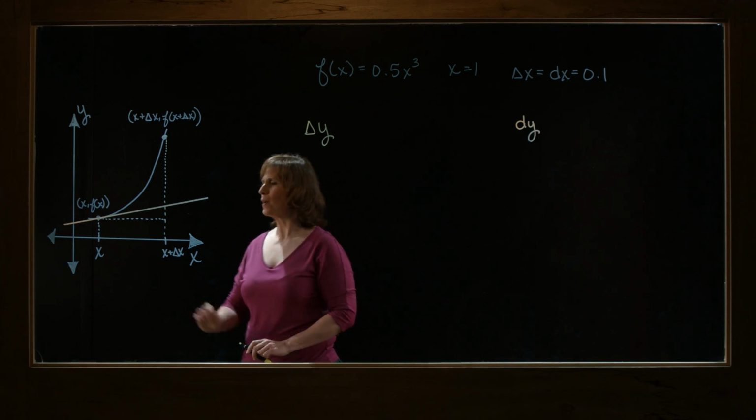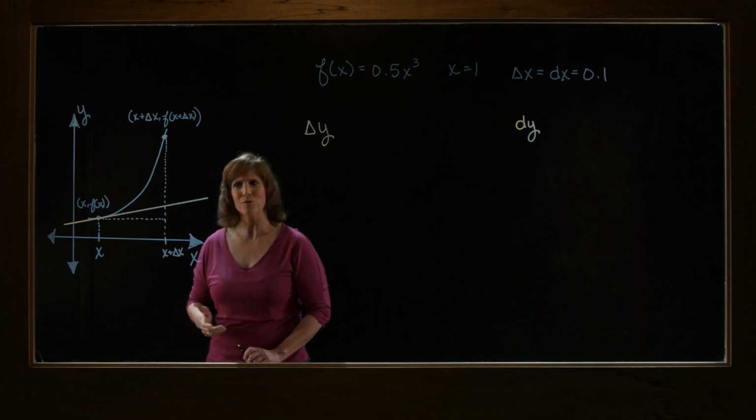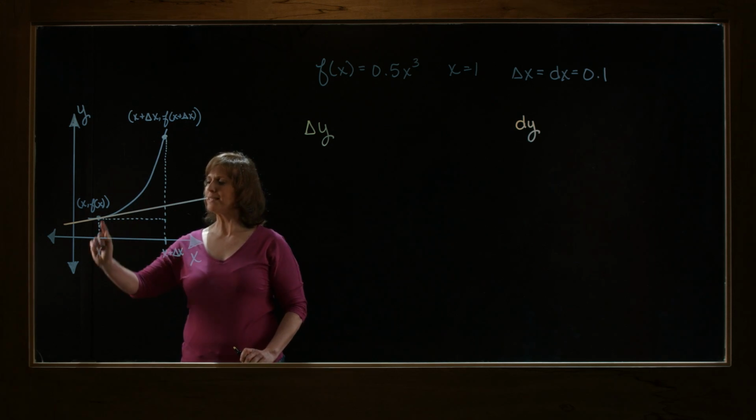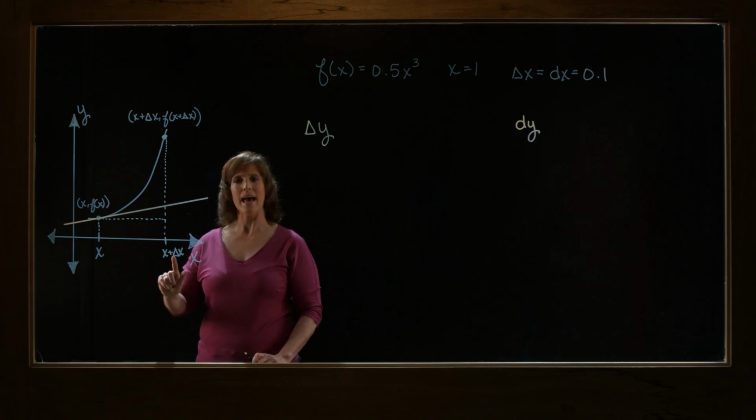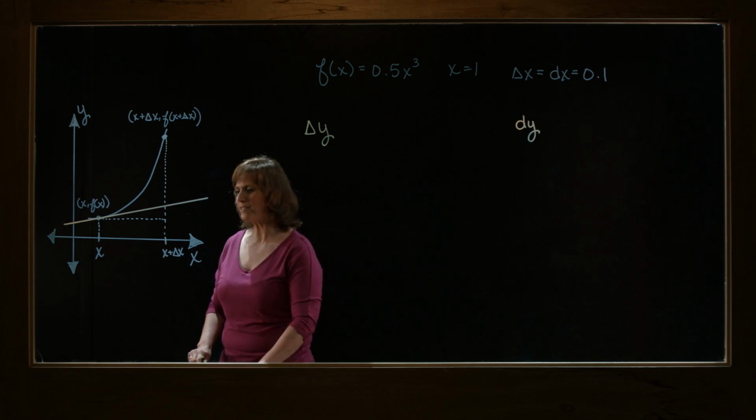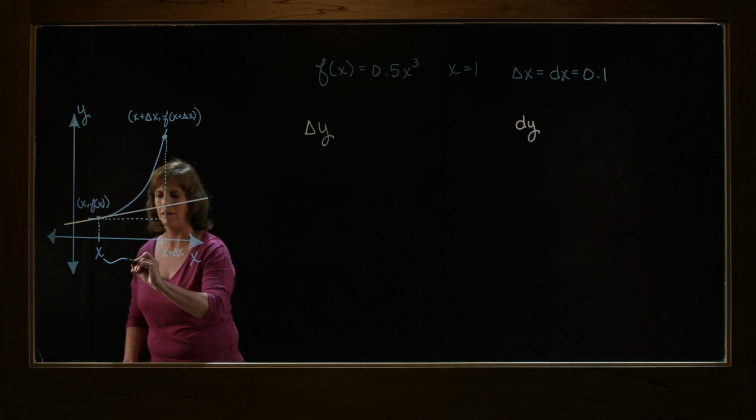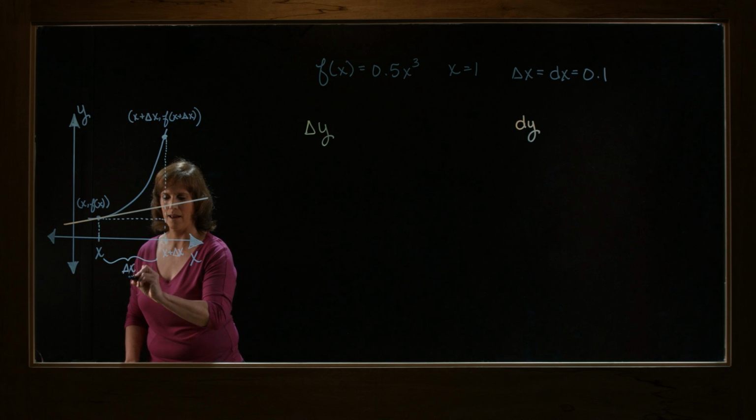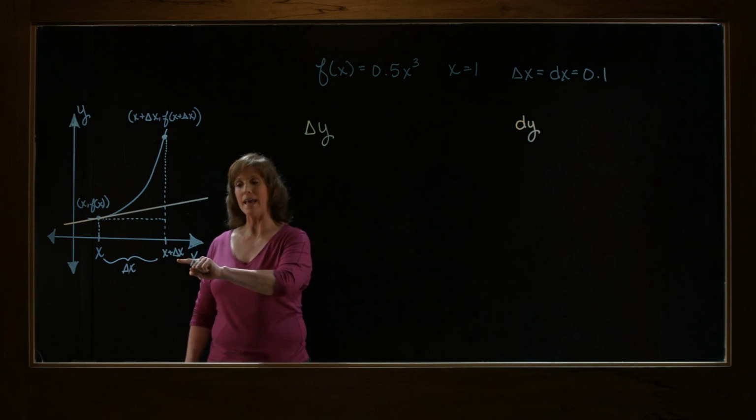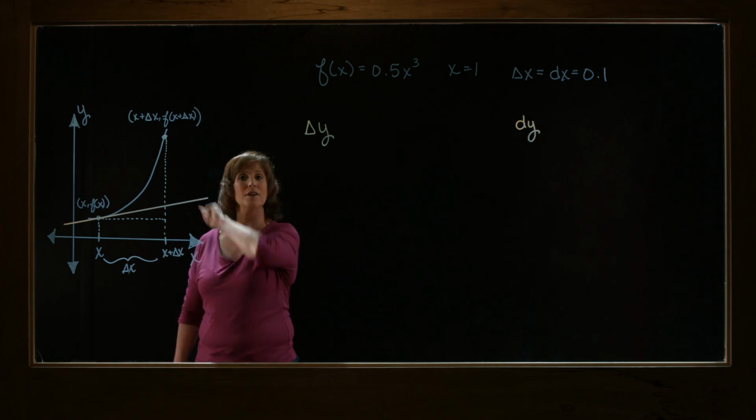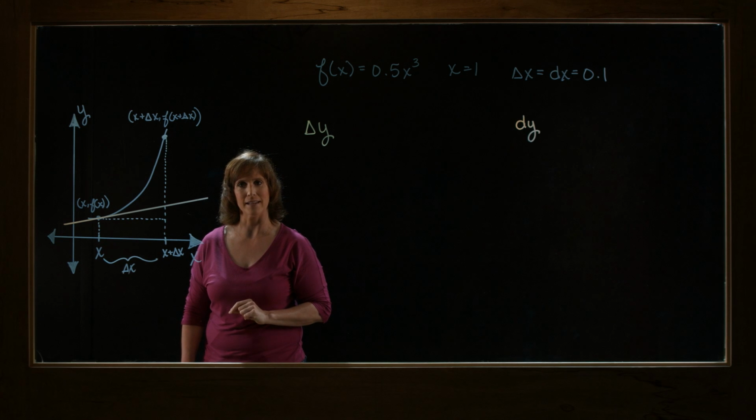So I have 2 points plotted on a general curve. My input is x, my output is f of x. And then I'm going to move delta x units over and use the input x plus delta x, which then creates the output f of x plus delta x.